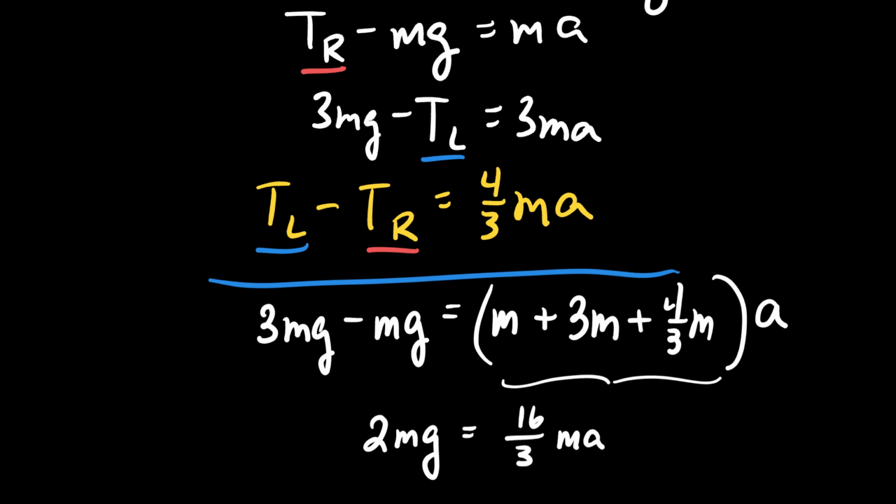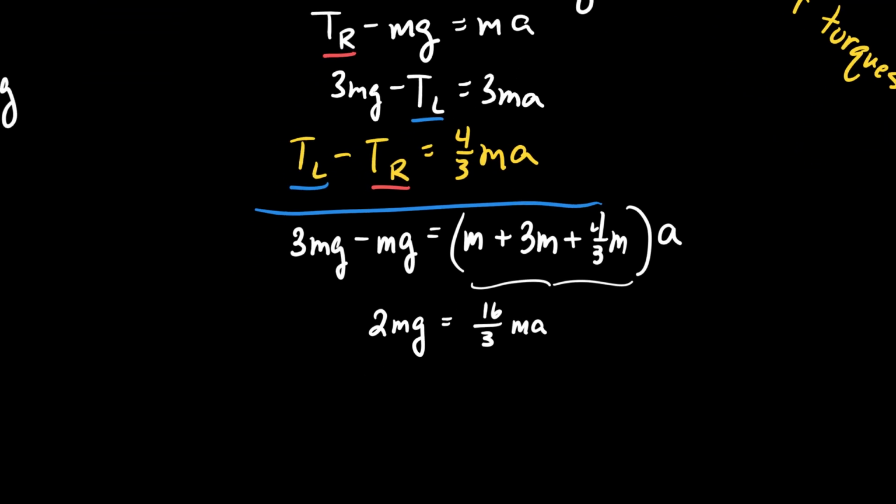And we're nearly done. There's not much to do now. Just cancel out the m, solve for a. And I found that a is equal to 6/16, but that's 3/8. So 3/8 g.